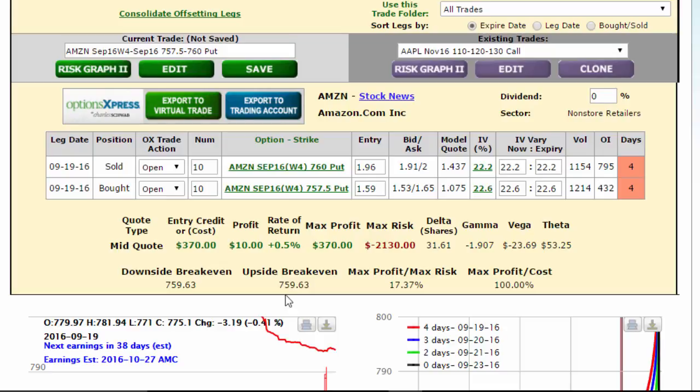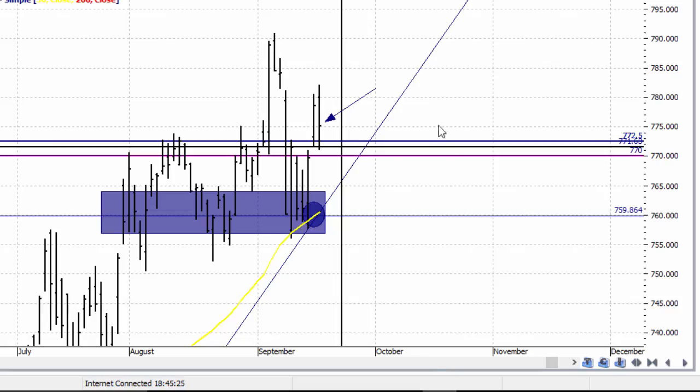And the reason for that is because we're selling put options that are very far out of the money. The current price of the stock is 775, and we're selling a 760 put, which is all the way down here. So its value is going to be much lower than an option that gives you the right to sell closer to where the current price of the stock is, or even higher than where the current price of the stock is.